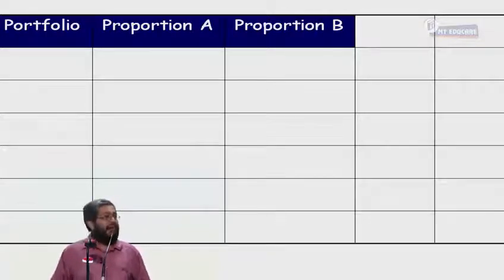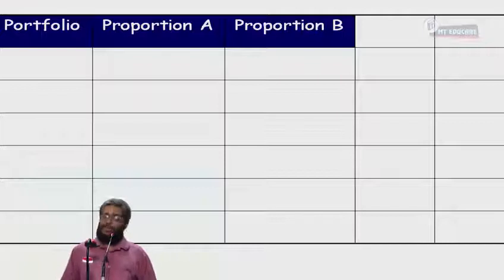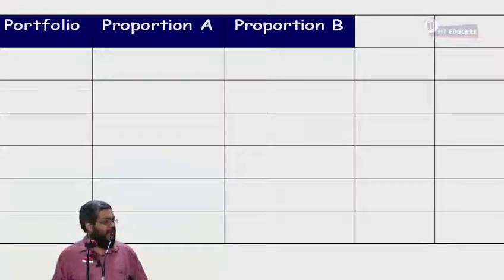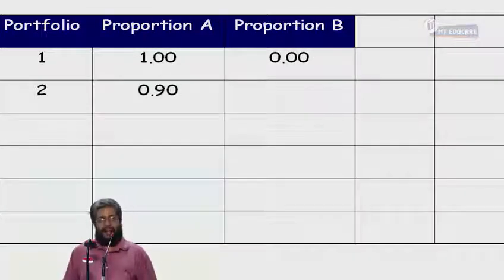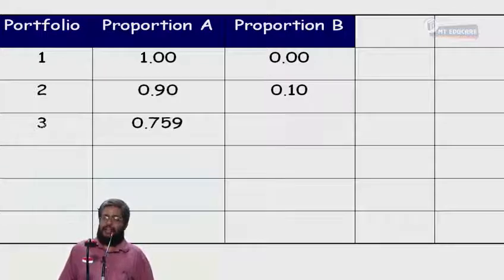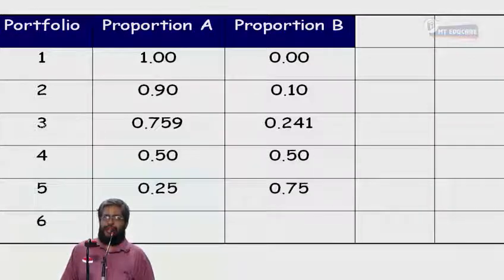This is all the detail which has been given. Now, I constructed 6 portfolios. We can even construct 60 portfolios with A and B in different combinations. For a sample, I constructed how many portfolios? 6 portfolios. First portfolio consists of A fully, no B. Second portfolio, 90% A, 10% B. Third portfolio, it is 75.9% A and 24.1% B. Like that, fourth, fifth, and then sixth.